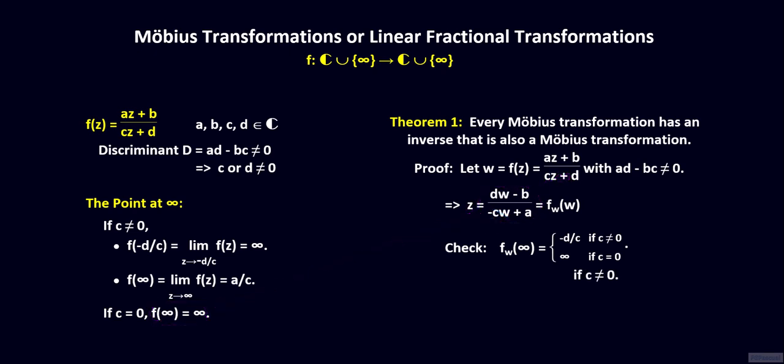Let c be non-zero this time. D times a over c minus b will not be 0 since ad minus bc is non-zero, but minus c times a over c plus a will be 0, so that f sub w of w will tend to infinity as w tends to a over c. And so f sub w of a over c is infinity when c is non-zero.